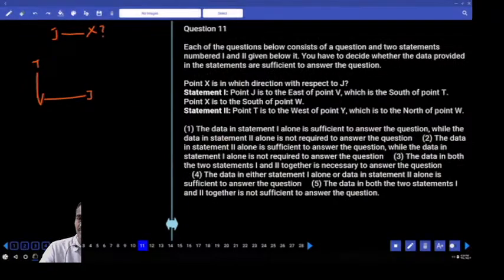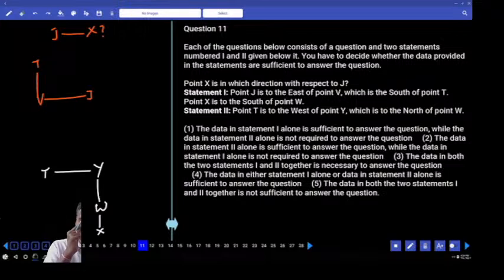Then in statement 2, T is to the west of Y. Where is this T? T is to the west of Y, and Y is to the north of W. Y is to the north of W. T is to the west of Y, which is to the north of W. Then here also no information about J at all. Hence, 1 alone or 2 alone is not sufficient. Then by combining these two, T is here, Y is here and W is here. Then X is to the south of W.